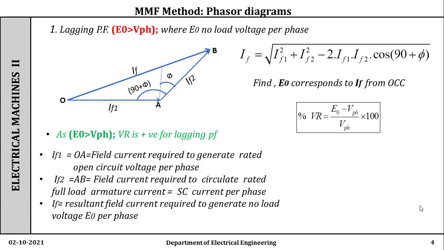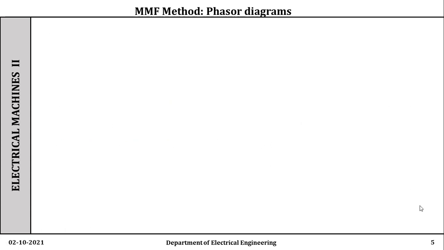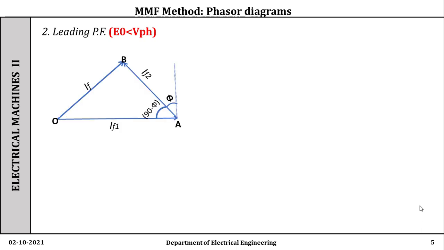Similarly, we can find out the voltage regulation at a leading power factor. Now see, in case of leading power factor, E0 is less than VPH. Okay, and see the nomenclature kept is the same. IF1 is nothing but OA. Once you draw the IF1 horizontal line OA, at point A draw a vertical line. Then how to draw the IF2? IF2 leads the vertical line by an angle phi. Draw the AB. Then join OB. OB represents the resultant field current.